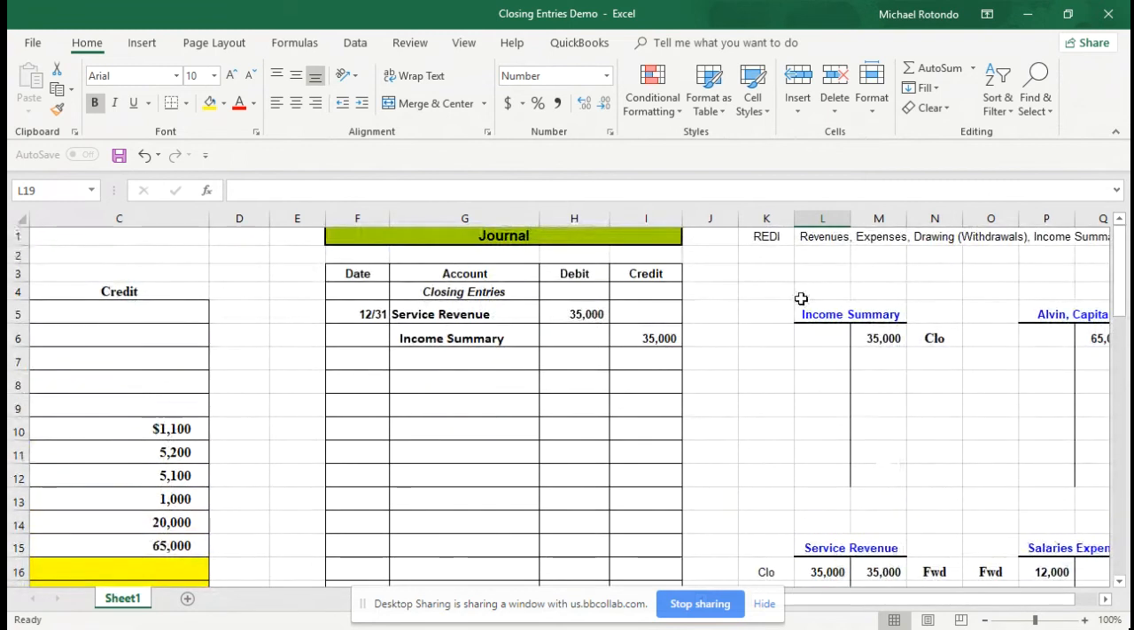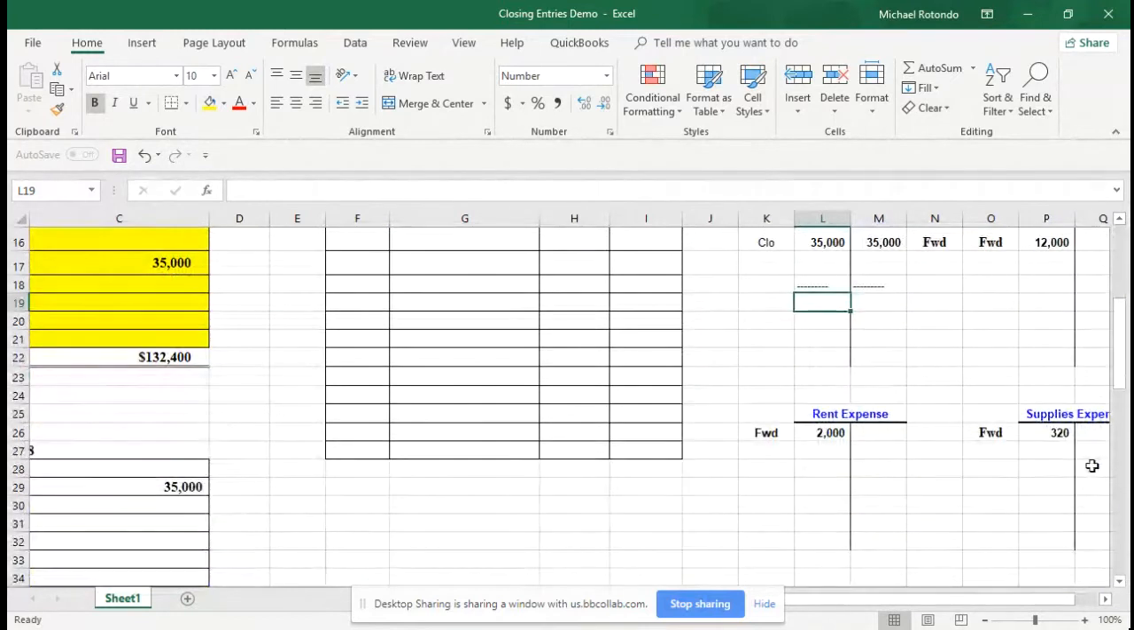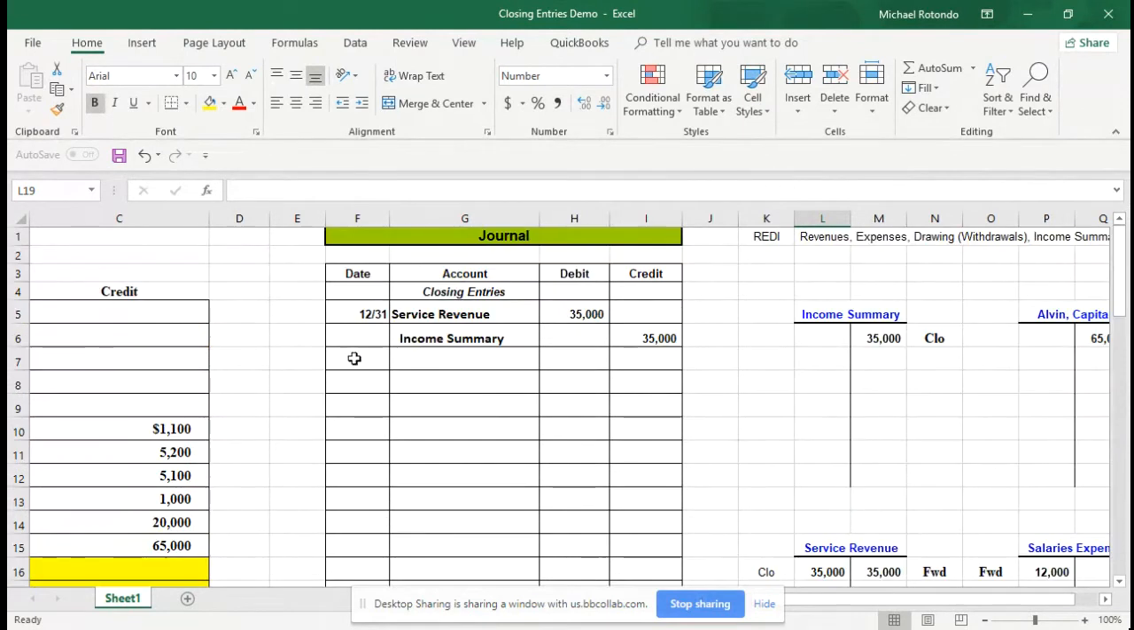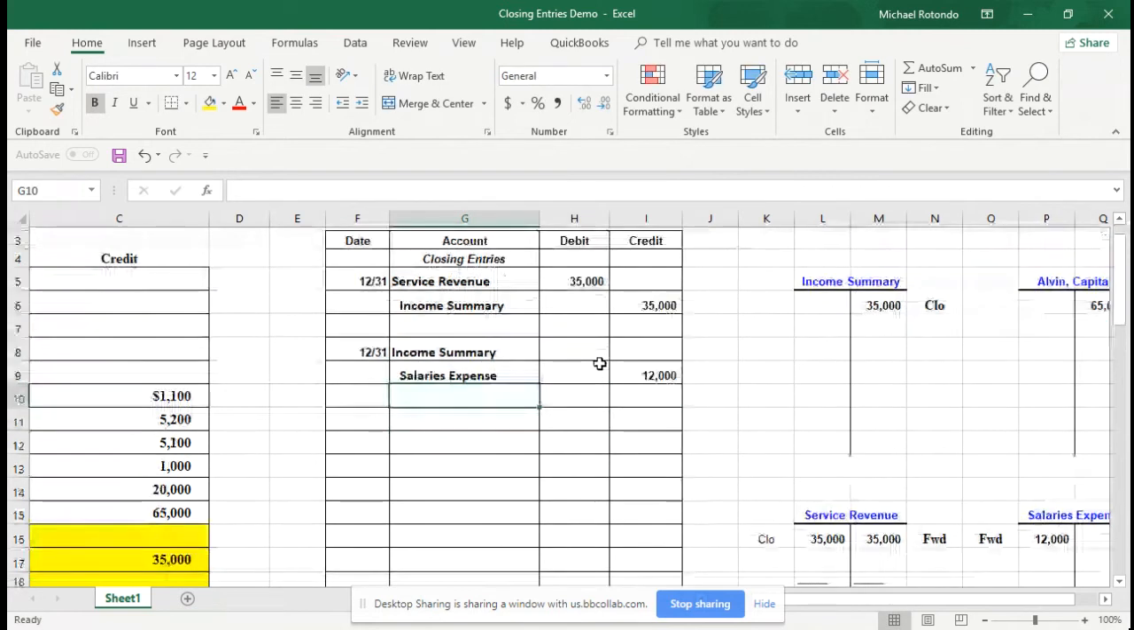Our next step under the REDI method is to do the expenses. So our expenses all have debit balances. Okay? So how do we make them zero? We credit them, right? So we can do this in a compound entry. We can debit income summary. And then we can credit all of our expenses. So we have salaries expense. That has a debit balance of 12,000. So to close it, we would need to credit salaries for 12,000.